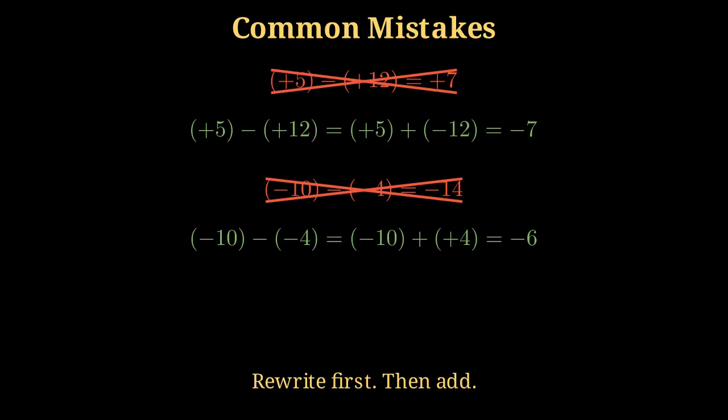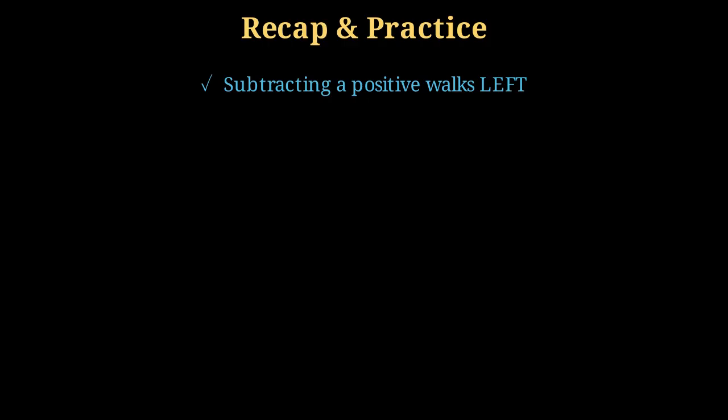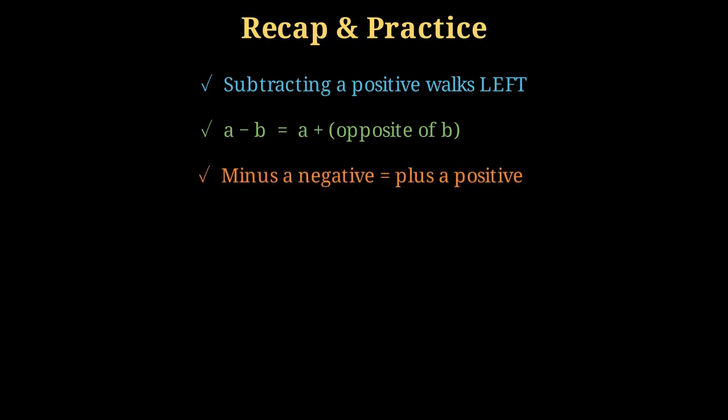Rewrite first, then add. Let's close the loop on what we promised at the start. On the number line, subtracting a positive walks you left. The master key: any subtraction becomes an addition, add the opposite. And the double negative: minus a negative is plus a positive, removing a debt is a gain.